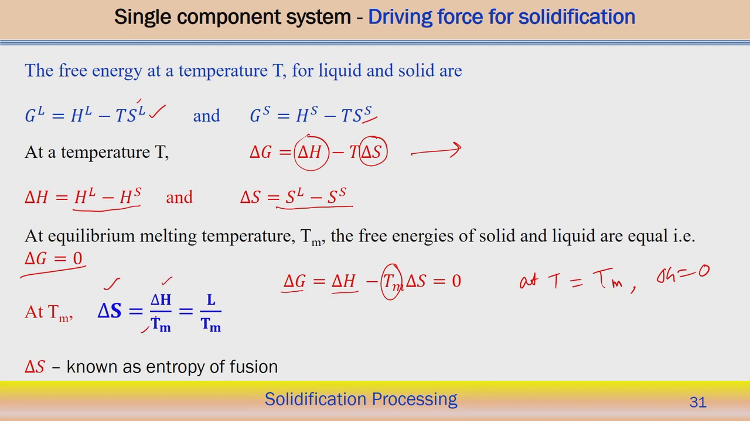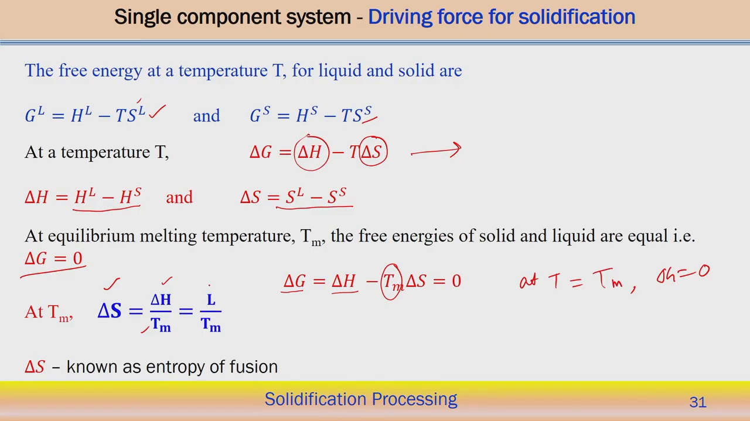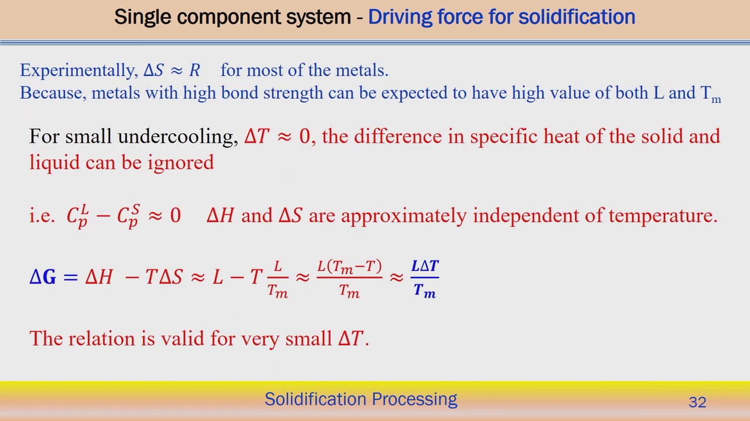Now, at melting point temperature, what is the change of enthalpy? That is equivalent to the latent heat of the phase change at that particular temperature. Therefore, we can say that delta S equals L by T_m. Sometimes delta S is also known as the entropy of fusion. So this way, at melting point temperature, we can estimate delta S, the entropy of fusion, as L by T_m, the melting point temperature of the pure substance.